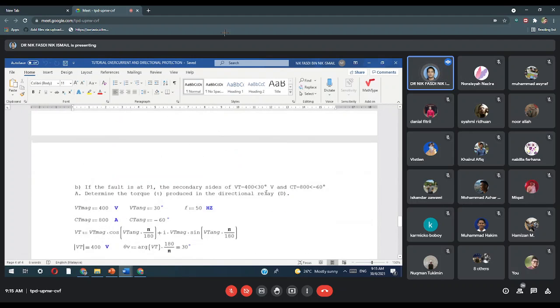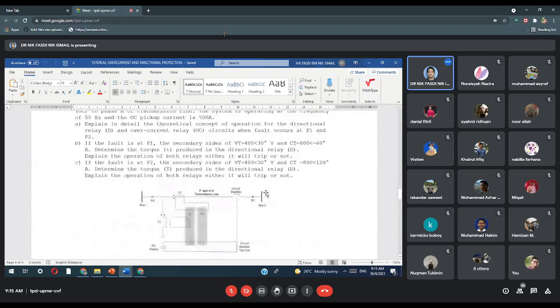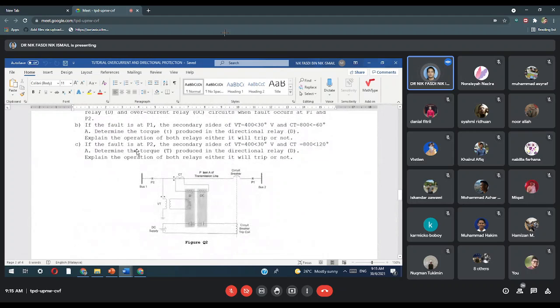Alright, C. In the fault, if the fault is at P2, the secondary side of VT, okay. So this is the condition when P2. Alright, okay. Determine the torque T produced in the directional relay D. Explain the operation of both relays, either is V3 or not.